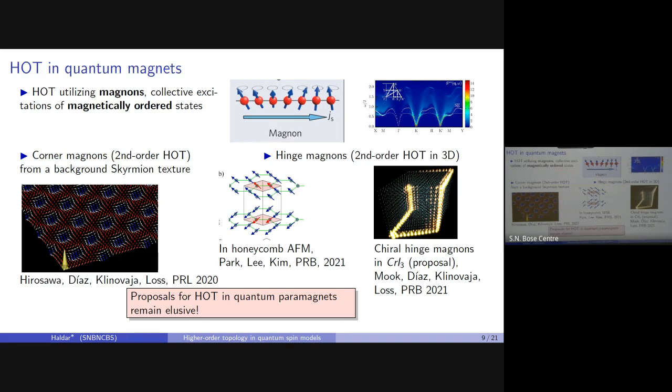Which are magnetically ordered. So now the question is, is there any proposal for higher order topology in quantum paramagnets? It turns out there hasn't been one. Our work is the first proposal. My next topic in this talk will be the first proposal in this regard.